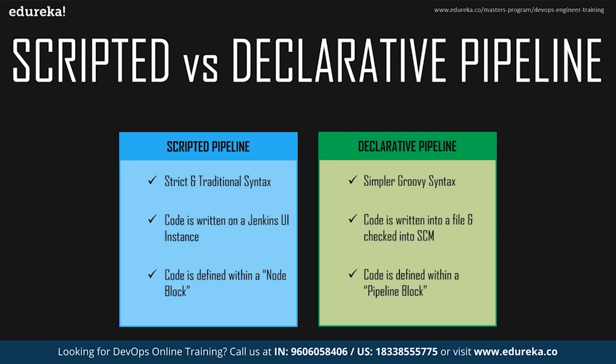In a scripted pipeline, the syntax was very strict and traditional, while in declarative pipeline, we use something called Groovy syntax. When you use a declarative pipeline, you can get the code from any version control system tool like Git. You create something called a Jenkinsfile, and you can download the Jenkinsfile from a version control system tool like Git, and that can be used to run your Jenkins code. When you use a scripted pipeline, you define code in something called a node block. But in a declarative pipeline, we define code in a pipeline block, as we have seen in the previous example.